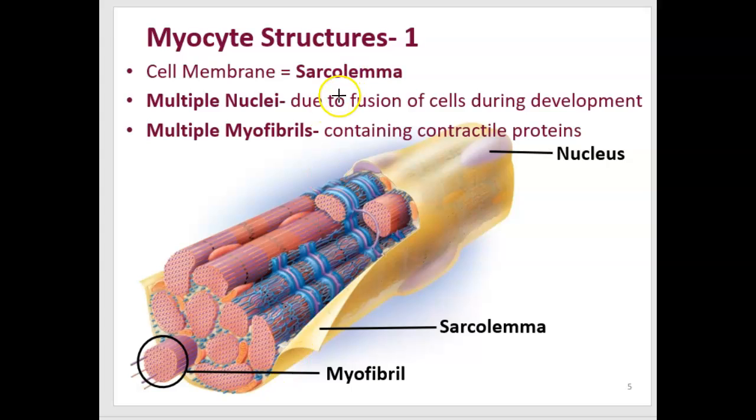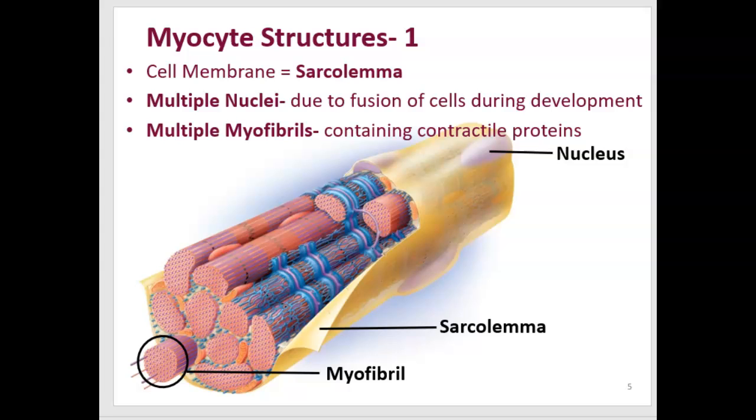So on this particular picture, we still have the same structures as before. The cell membrane is yellow, or the sarcolemma. There's more than one nucleus. There's a purple one here and a purple one here. And again, there are multiple myofibrils in the cytoplasm of one myocyte. And I've got one circled in black in the lower left.